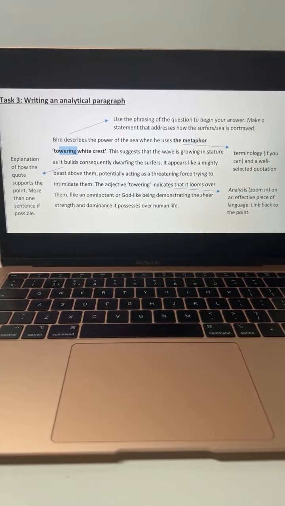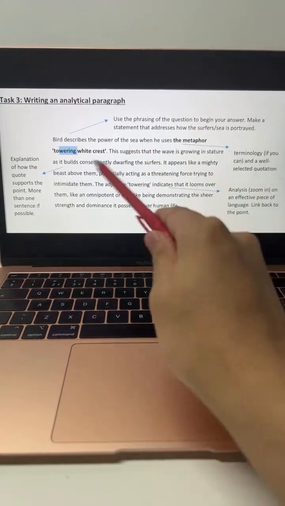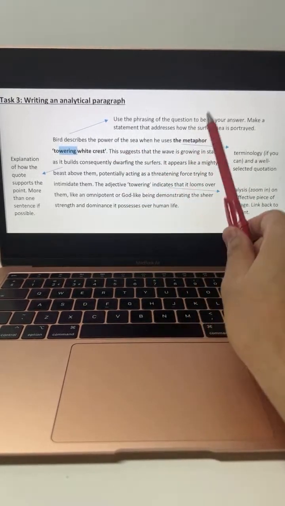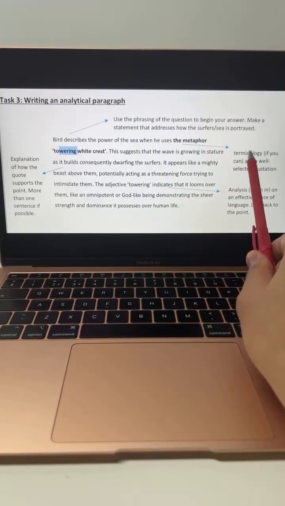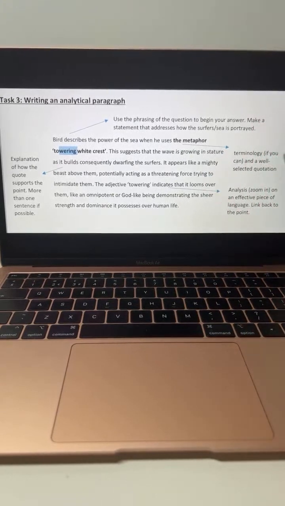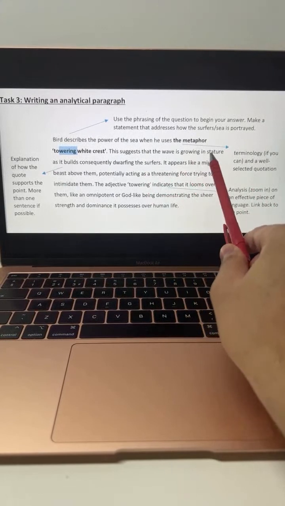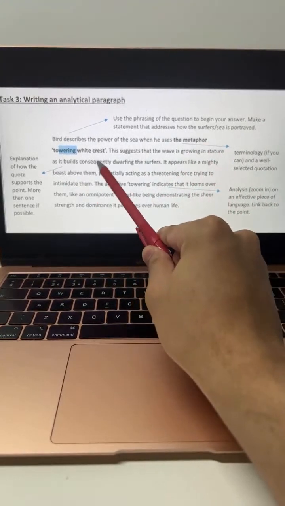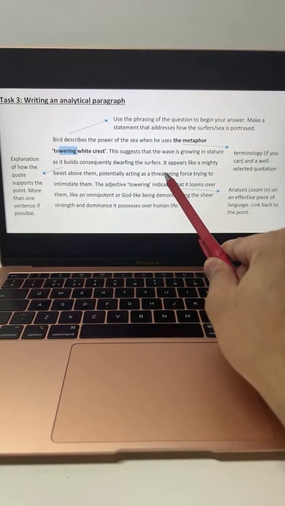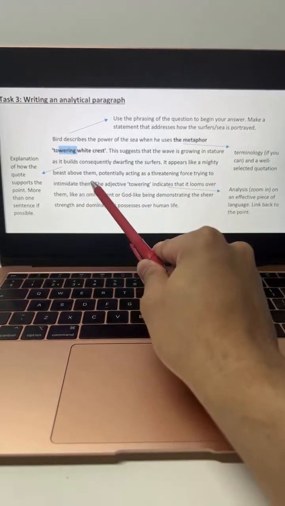So let's have a look at this model paragraph. It reads the following. This is a level 4 response. So Bird describes the power of the sea when he uses the metaphor towering white crest. So make sure you identify the language technique. As you can see, terminology, you get marks for referring to the relevant subject terminology. This suggests that the wave is growing in stature as it builds, consequently dwarfing the surfers. It appears like a mighty beast above them.